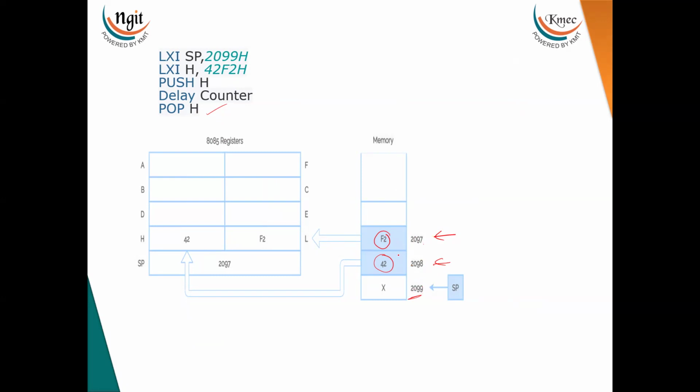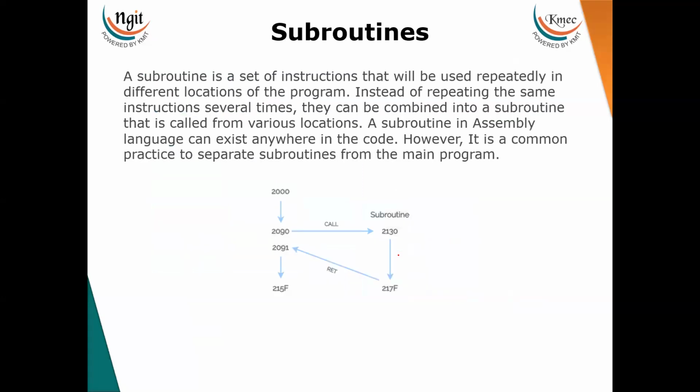Now this is the pop operation. Now next, coming to the subroutine. A subroutine is nothing but a set of instructions which are written separately from the main program, and repeatedly called into the main program wherever those set of instructions are required.